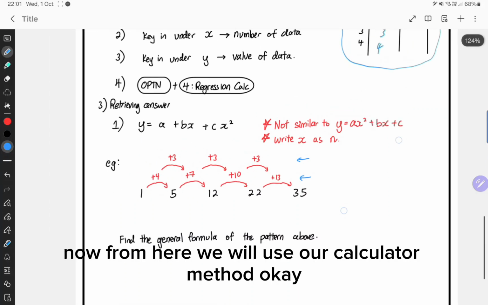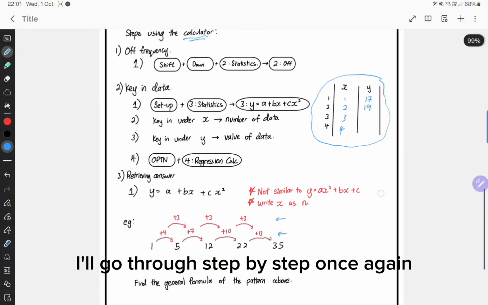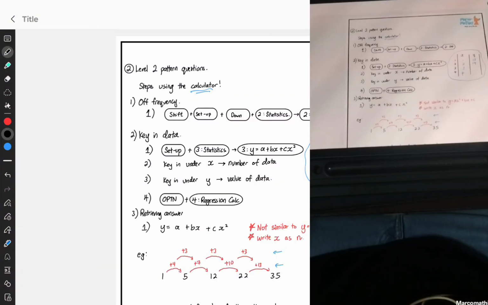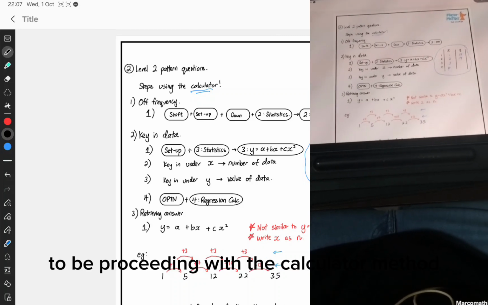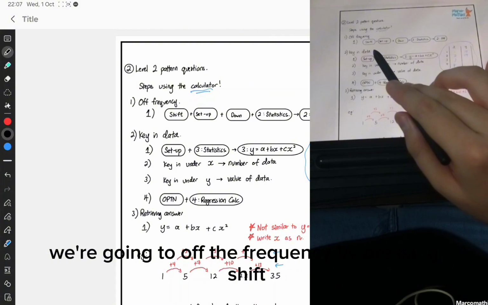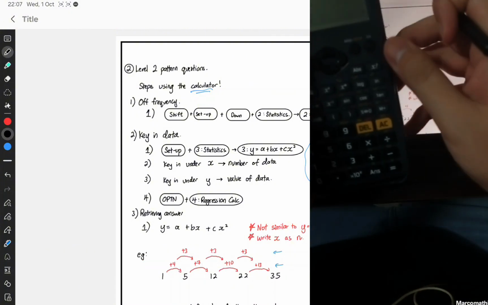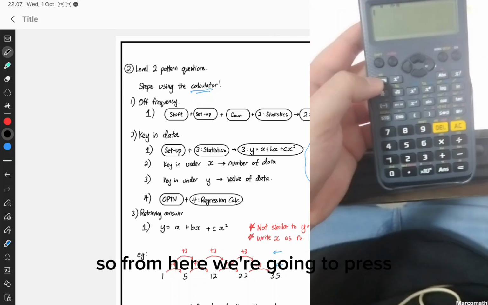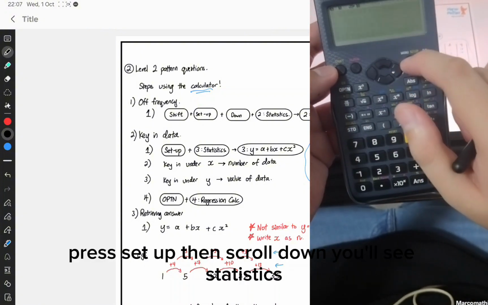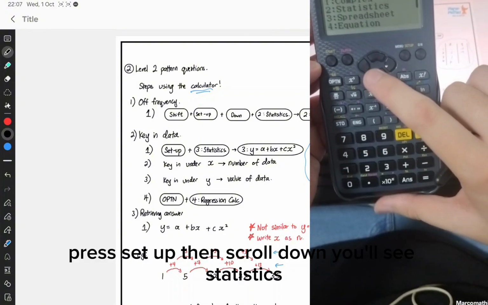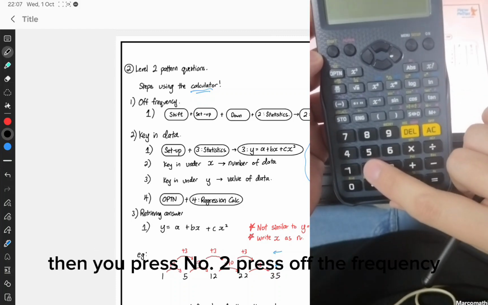Okay, now from here we will use our calculator method. Okay, I'll go through step by step once again. Okay, so right now we're going to be proceeding with the calculator method. So first step is we're going to off the frequency by pressing shift, setup, down, to statistic and then off. So from here we're going to press shift, press setup, then scroll down, you'll see statistics. Then you press number 2, press off the frequency.